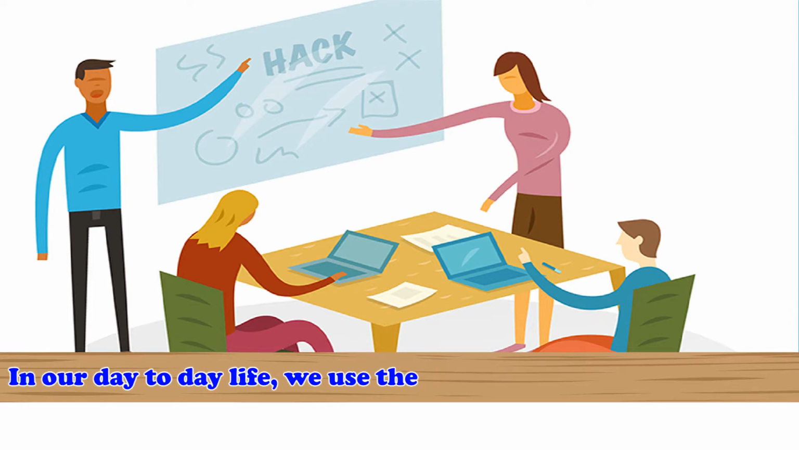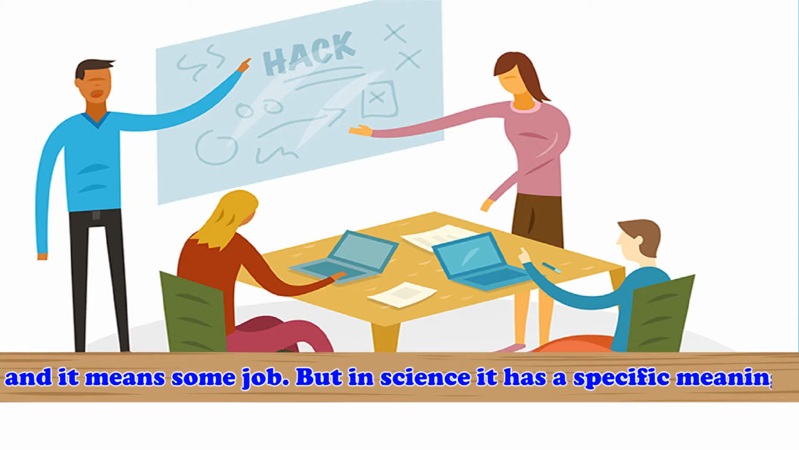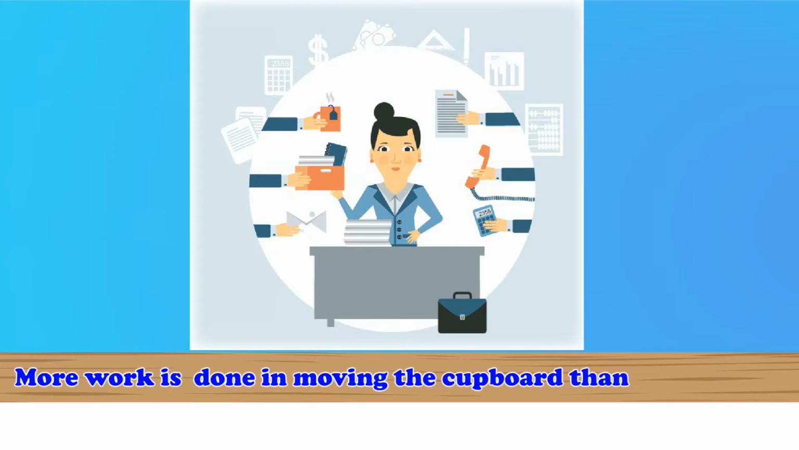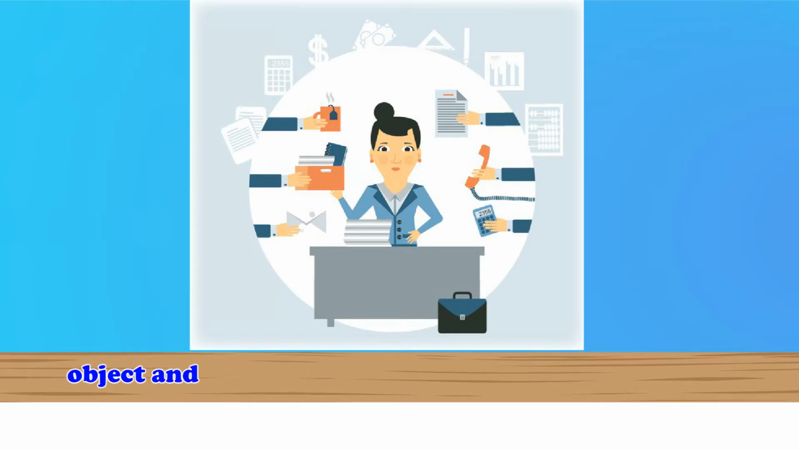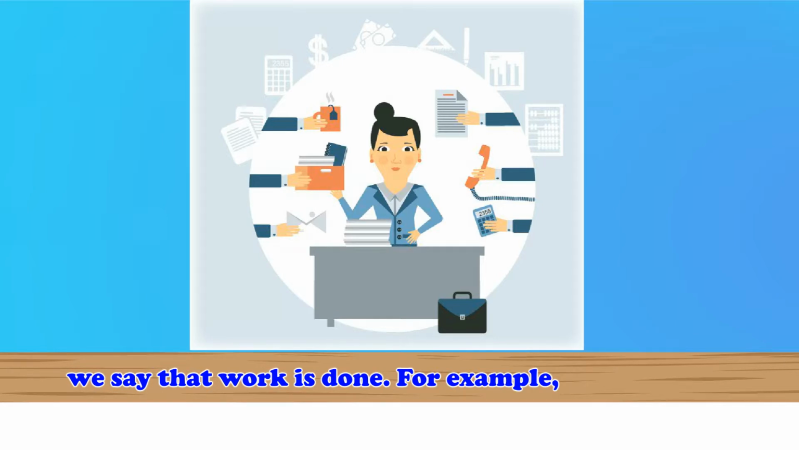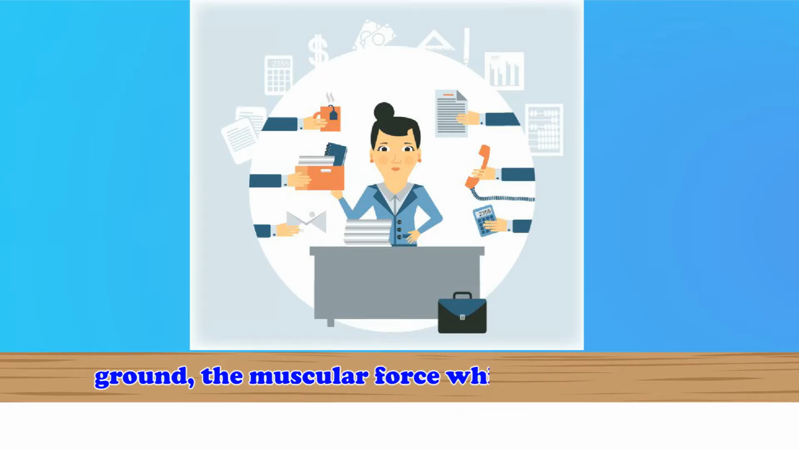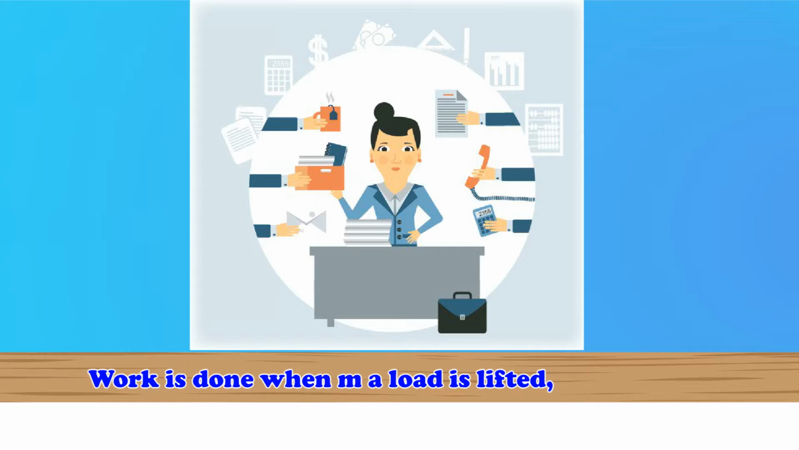Work. In our day-to-day life, we use the word work very frequently, and it means some job, but in science it has a specific meaning. When you use force to move things, you do work. When force is used on an object and it moves through a distance, we say that work is done. For example, when a man lifts a weight to a certain height from the ground, the muscular force which he exerts does work against the force of gravity. Work is done when a load is lifted.